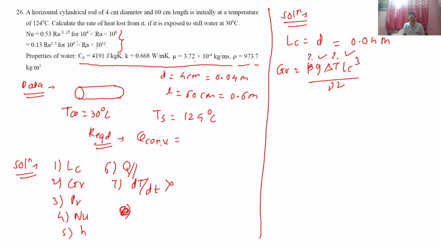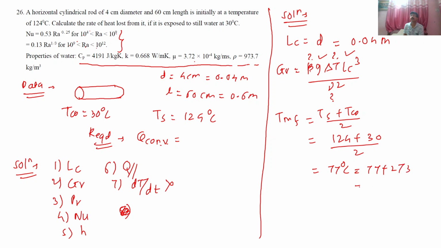Nu is not given, so nu is also unknown. So how to do it? I will calculate beta first. For beta, I require the mean film temperature TMF. What is TMF? TS plus T infinity upon 2. TS is 124, T infinity is 30, divided by 2. I think TMF is coming as 77 degrees Celsius. But 77 plus 273 comes around 350 Kelvin. You require TMF in Kelvin to calculate beta. That's why I have converted to Kelvin.